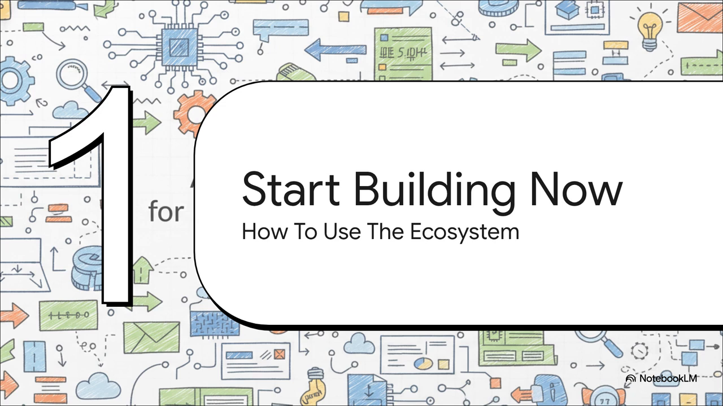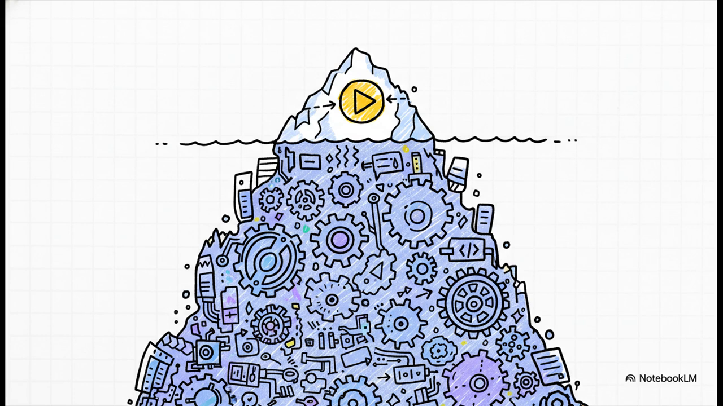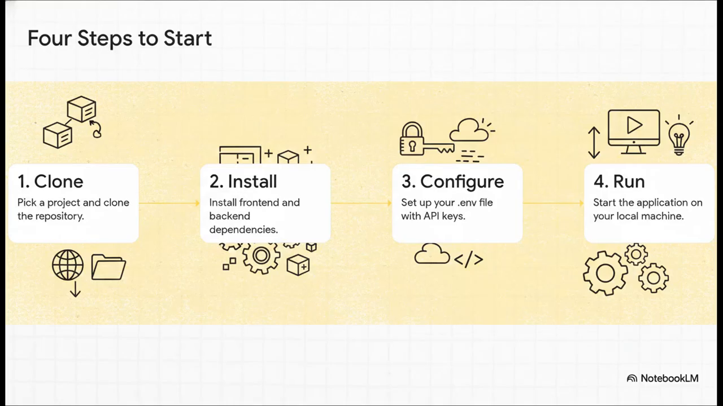Okay, so you're probably thinking, this is awesome, how do I get my hands on it? Well, let's take a look. And the best news is, despite all that complexity we talked about under the hood, getting started has been made incredibly straightforward. Seriously, it all boils down to these 4 simple steps. You pick the project that looks interesting to you, you clone it, you install the dependencies, set up your API keys in the environment file, and you run it. That's it. You can have a full-blown, production-ready AI application running on your local machine in just a few minutes.